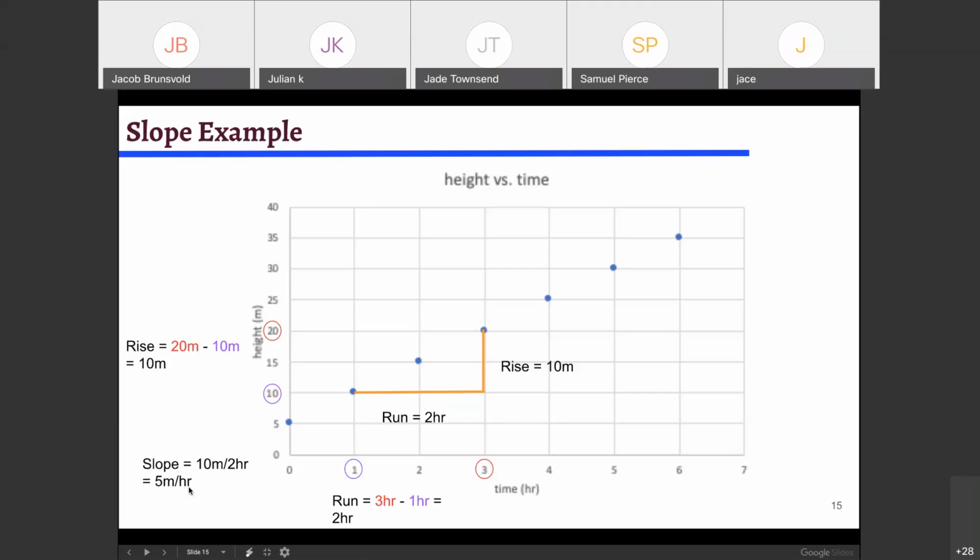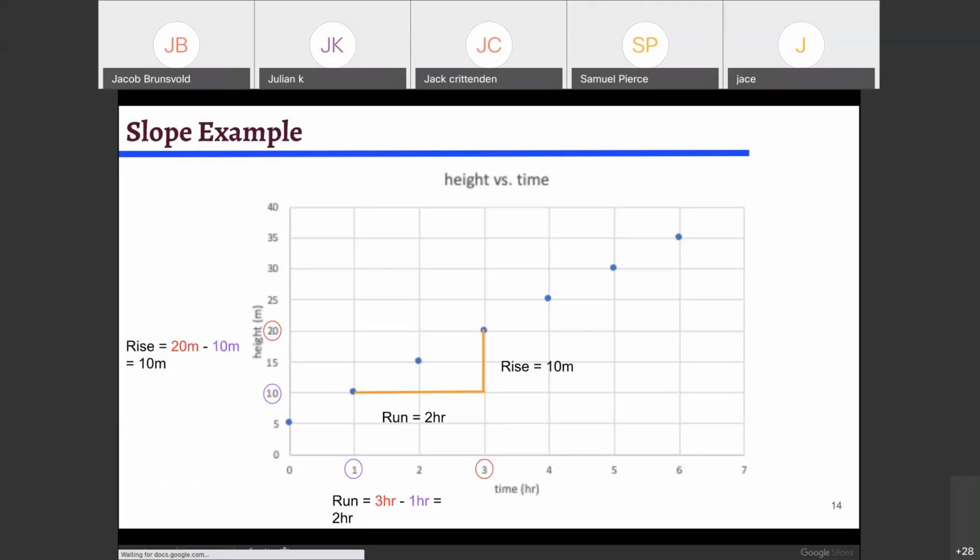Okay, so I'm going to take another break. Does anybody have any questions on anything that we've done for this slide? Anything that's confusing? Anything that you want me to go over again? How did you, for the run, how did you get 3 minus 1? How did I get 3 minus 1?